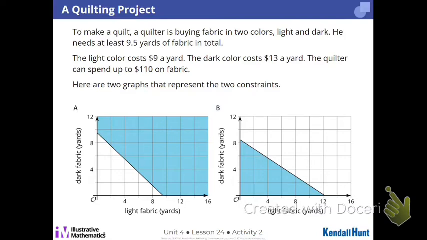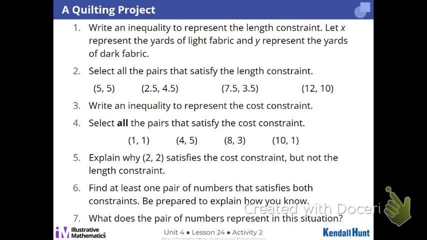So here's two graphs, and here's what you're going to do with your partner. Write an inequality to represent the length constraint. Test out those ordered pairs. Then write an inequality to represent the cost constraint. Test your ordered pairs. And then answer questions 5, 6, and 7 with your information. So get after it with your partner.